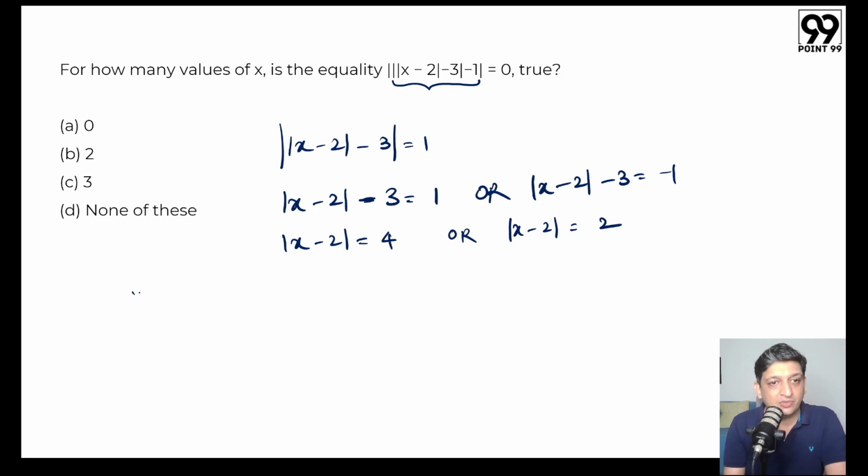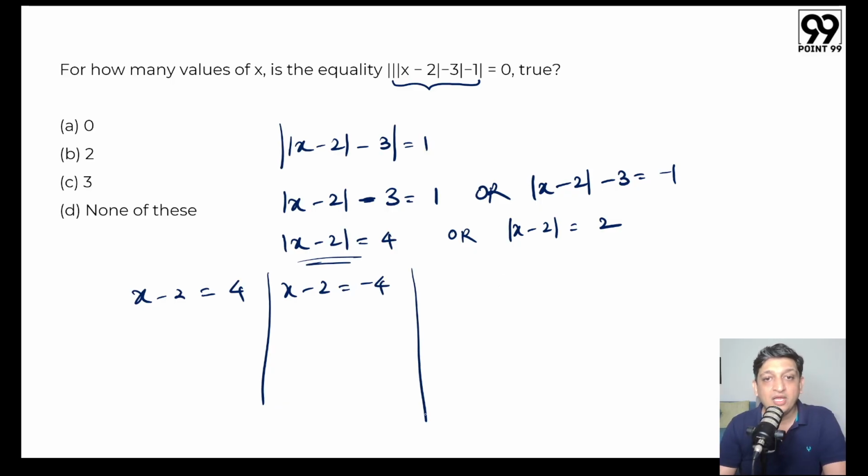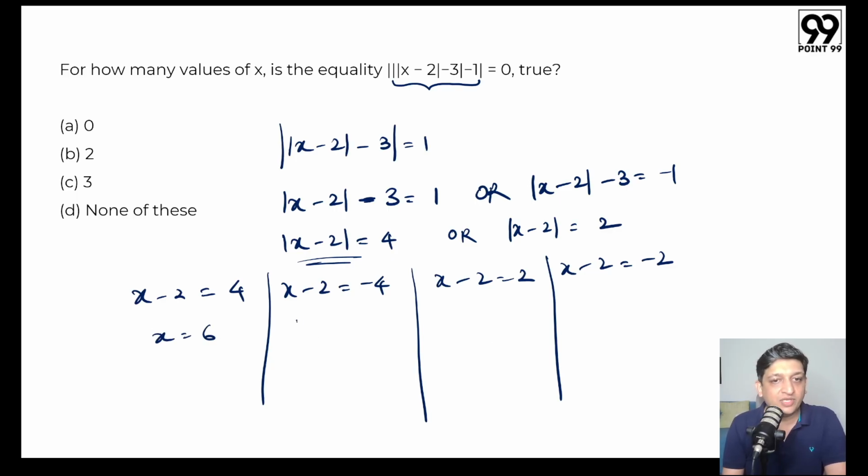So I will be able to say that x - 2 is equal to plus 4, or x - 2 equals minus 4, because this could be minus 4 as well, modulus of which will be plus 4, or x - 2 equals 2, or x - 2 equals minus 2. So I am going to get the value of x as 4 plus 2, 6; minus 4 plus 2 is minus 2; 2 plus 2 is 4; and in this case it will be equal to 0. So I am going to get 4 values of x wherein this equality will be true. So the correct answer is option D, that is none of these.